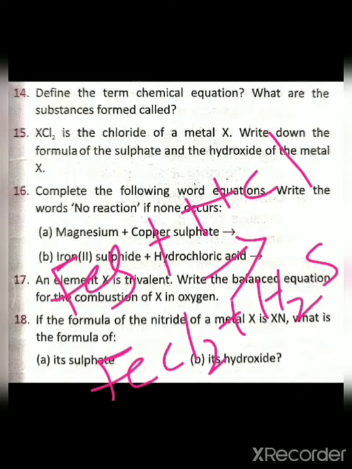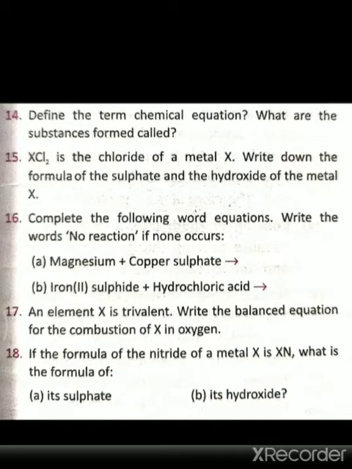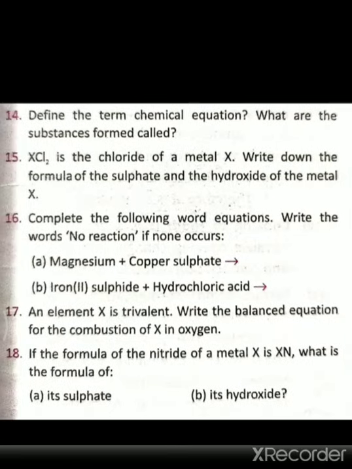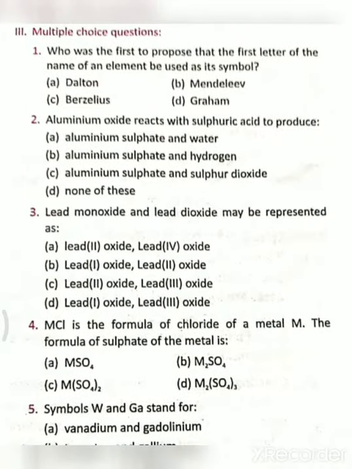Okay, then next questions from 17 to 22, and the multiple choice questions also you do yourself, because 17 and 18 I have already told you in the previous examples, and 19, 20, 21 and 22 are all about percentage composition and empirical formula, which I have explained nicely. So you should solve all these questions yourself. Okay, and this multiple choice you can do yourself.